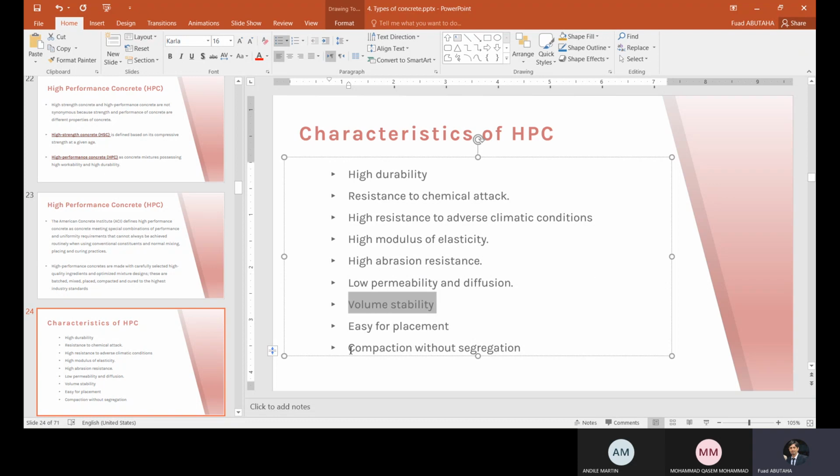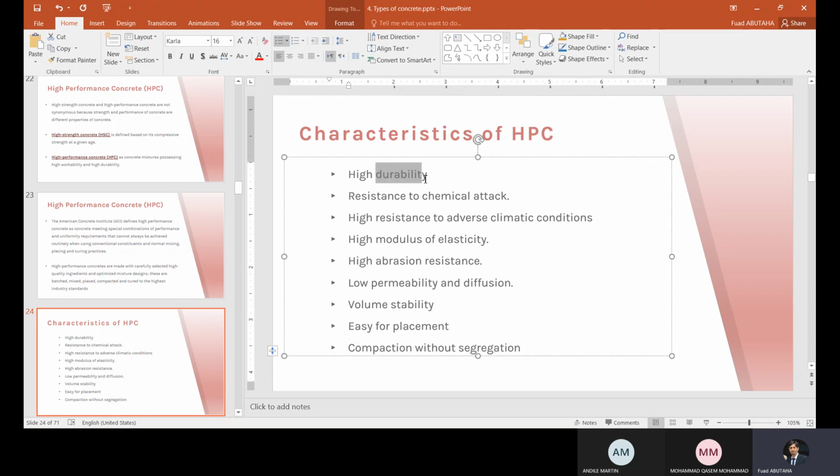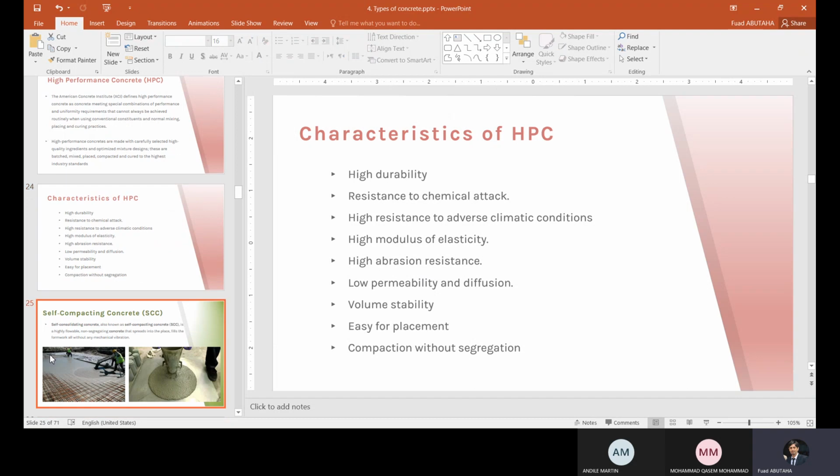And that's why shrinkage is one of the problems that happen to concrete. The volume of the concrete is reduced over time; it doesn't expand. So these are the general characteristics of high performance concrete, which focuses more on durability rather than the strength of the concrete itself.